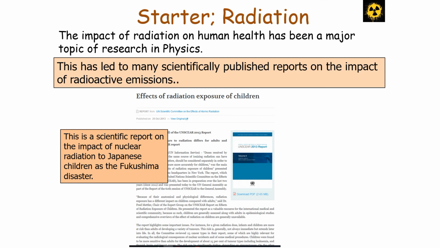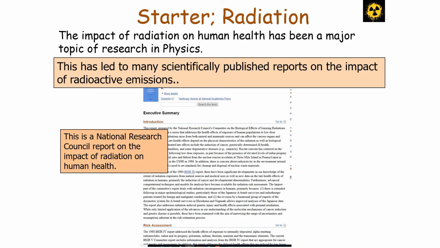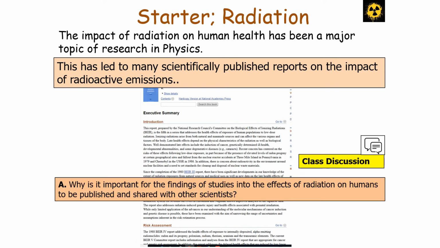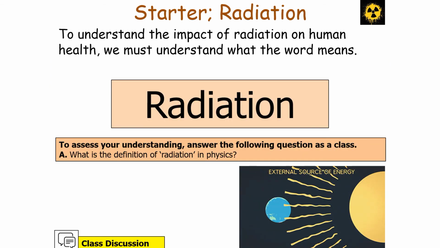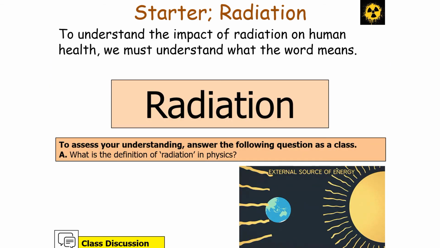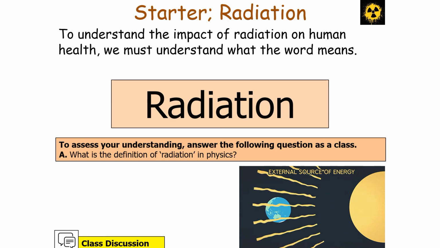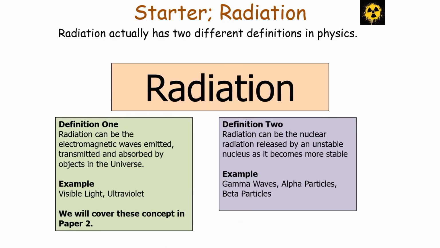Now there's been many scientific published reports on the impact of radioactive emissions. Now it's important for scientists to share the impact of radiation on humans because the facts can then be checked by peer review and seen if they are reproducible. So to understand the impact of radiation on humans, we've got to understand what the word radiation means. Now the radiation in this idea we're going to look at is the nuclear radiation released by unstable nuclei as it becomes more stable.